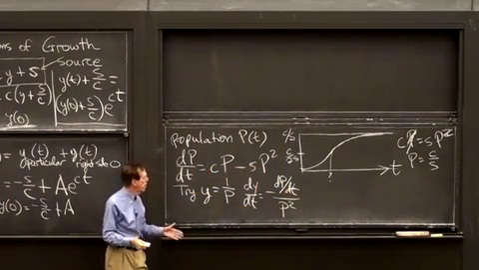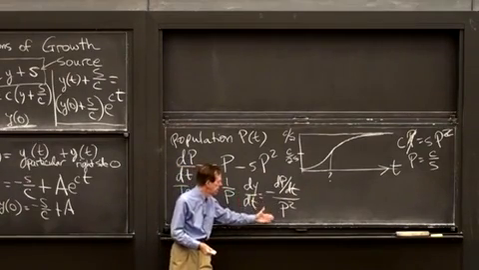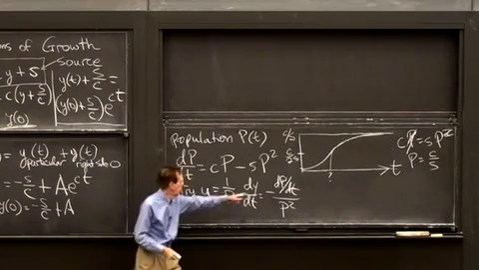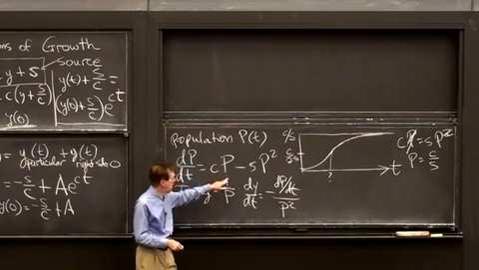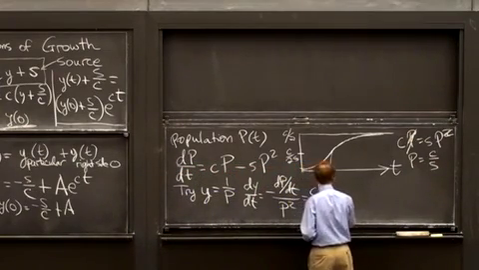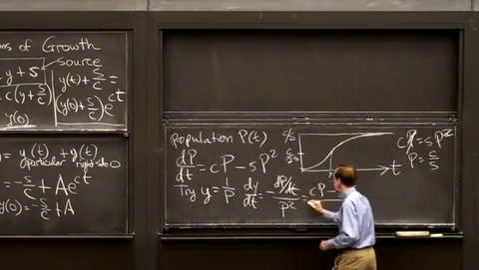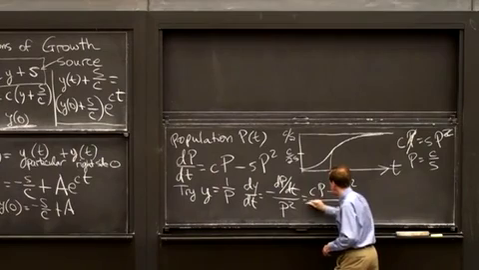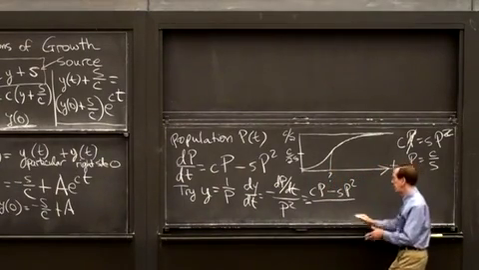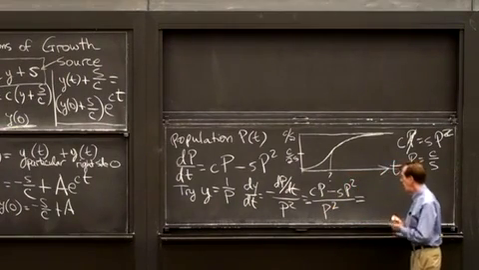That's the chain rule. P to the minus 1, the derivative is minus 1 p to the minus 2, and the derivative of p itself. And now I know dp dt. Now I'm going to use my equation. So that's cp minus sp squared with a minus. So I can't lose that minus. Put it there. Keep your eye on that minus. Divided by p squared. Okay.